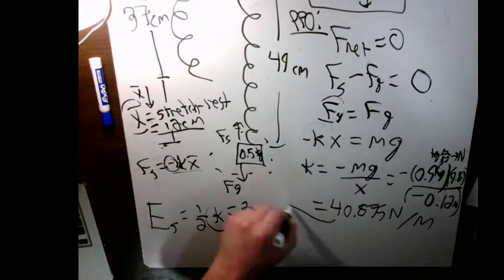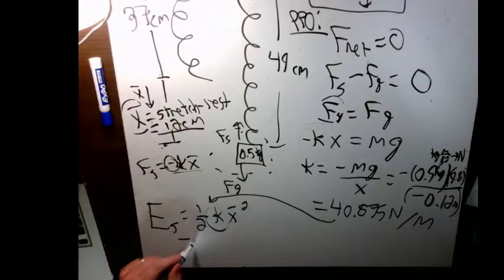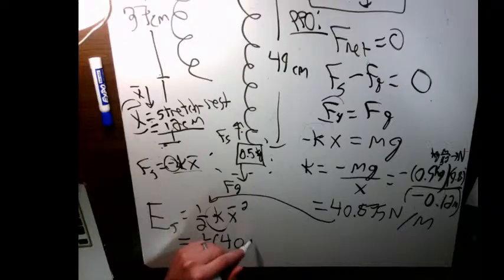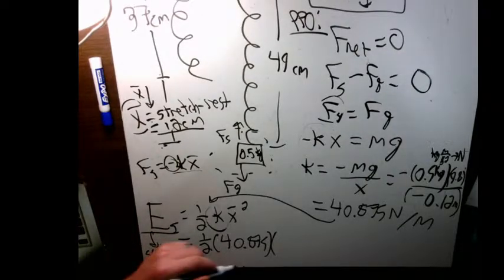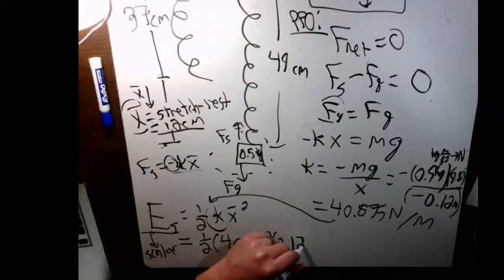back into our energy equation for our elastic potential energy. We have half of 40.875 and our x value squared. Since it's squared, you don't have to worry about positive or negative. Also, energy is scalar, meaning direction, positive, negative, doesn't matter. So 0.12 meters squared.